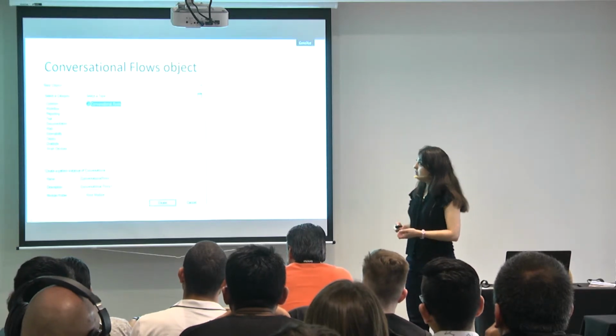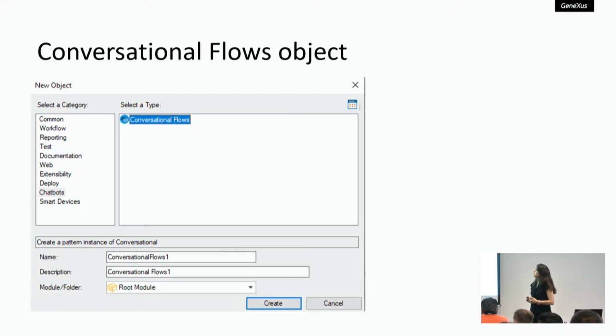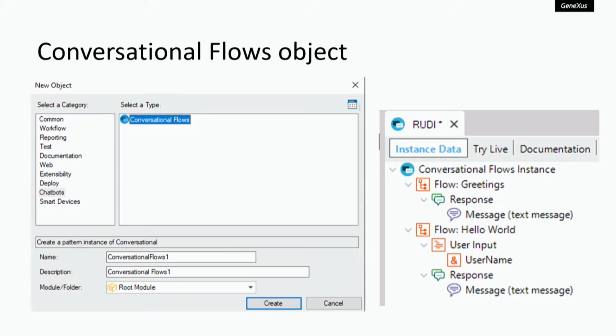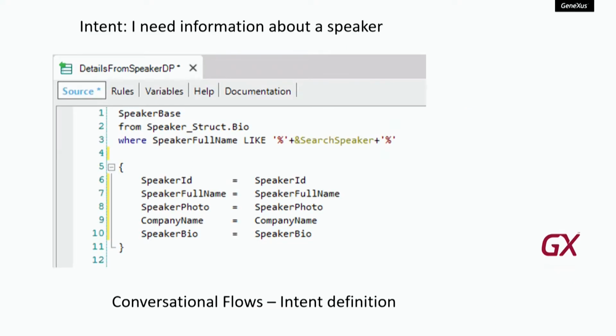As an object, as I said, we have an object called conversational flow and an instance of conversational flow, as we call it, because it is a pattern, and it will be an instance of conversational flow that will map directly with the chatbot. We can have several instances in the KB, and each one will be a pattern.